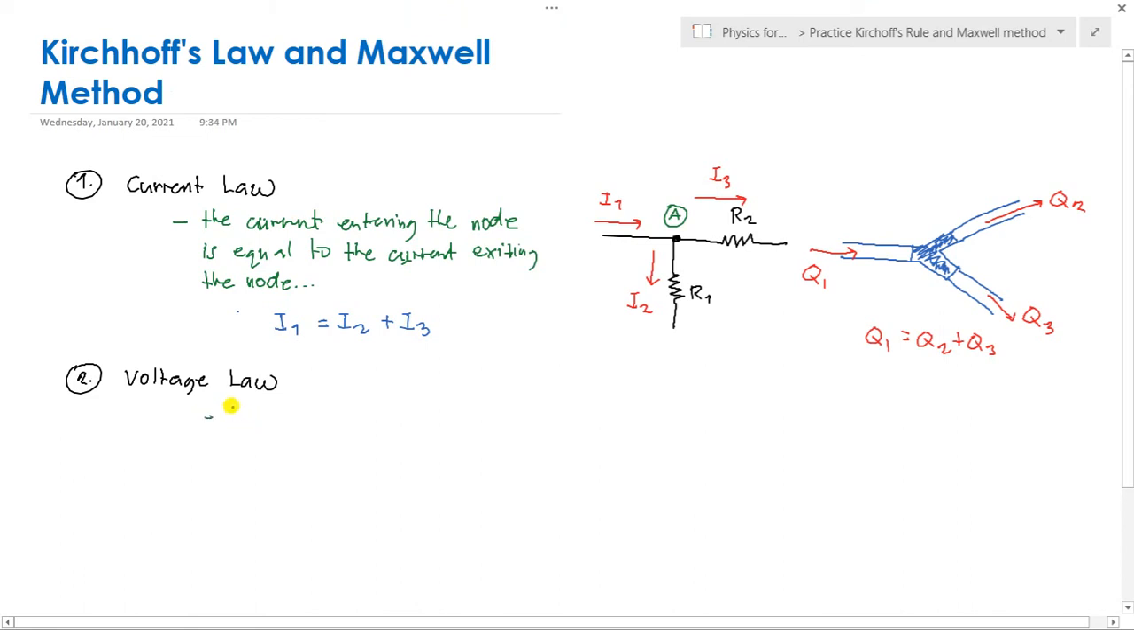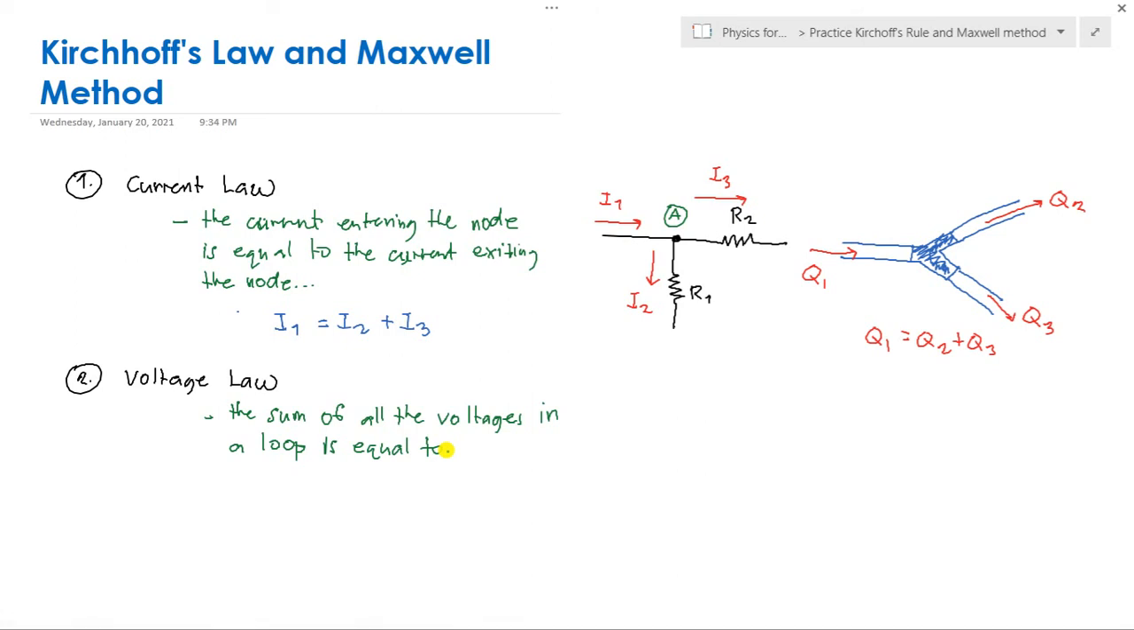it states that the sum of all the voltages, or the potential difference or EMF, the sum of all the voltages in a loop is equal to what? How much, class? The sum of all the voltages in a loop is equal to what, based on the voltage law? Equal to 0. Equal to 0.